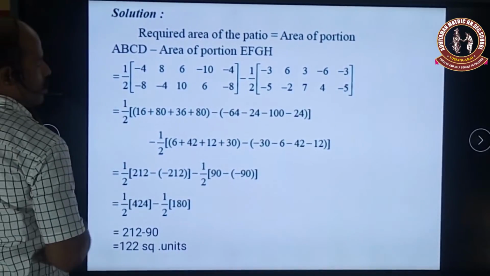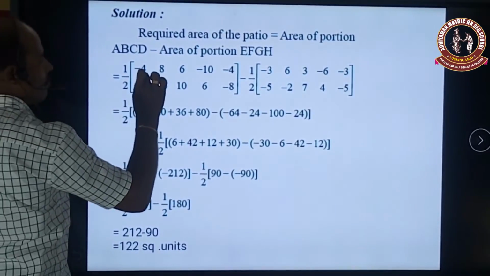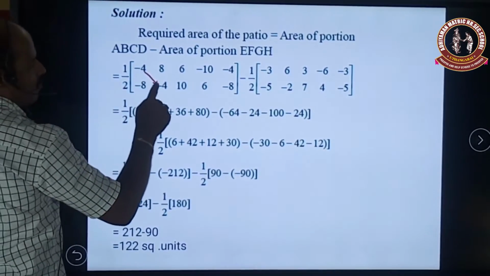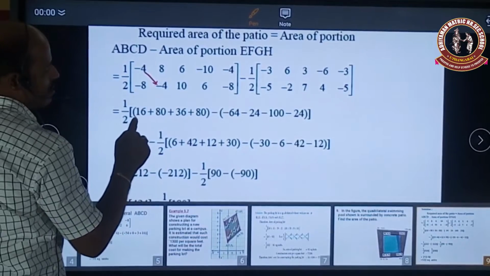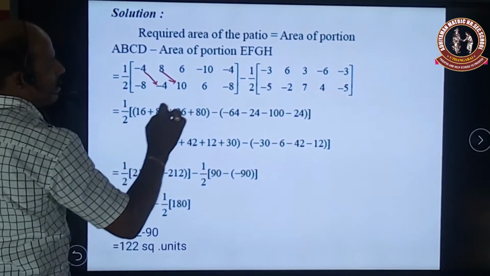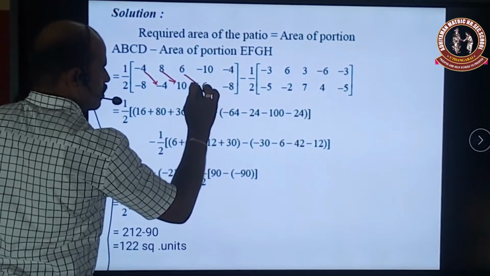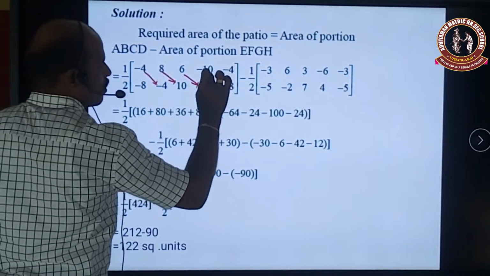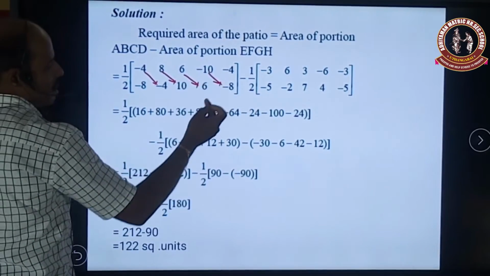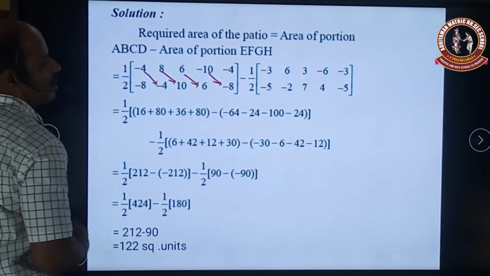Okay, next that is equal to 1 by 2 into first multiply the down arrow, minus 4 into minus 4, minus into minus plus, 4 into 4, 16, again 8 into 10, 80, again 6 into 6, 36, next minus 10 into minus 8. Minus into minus plus, 10 into 8 equal to 80.